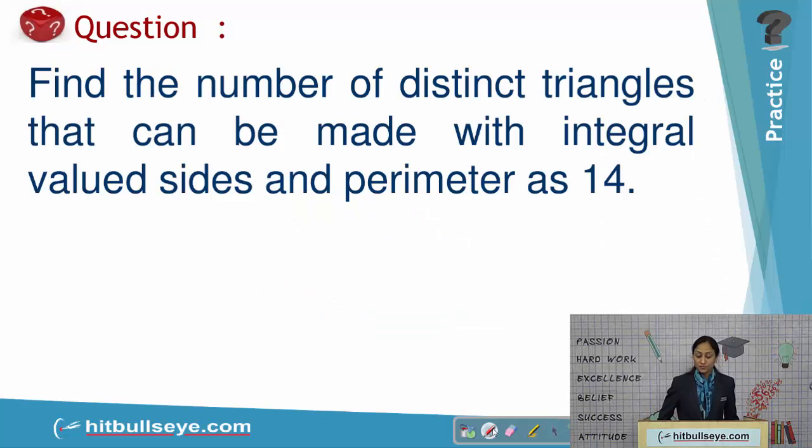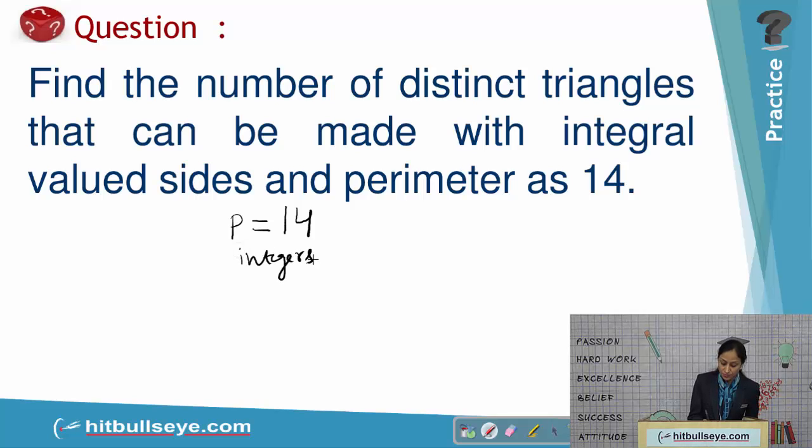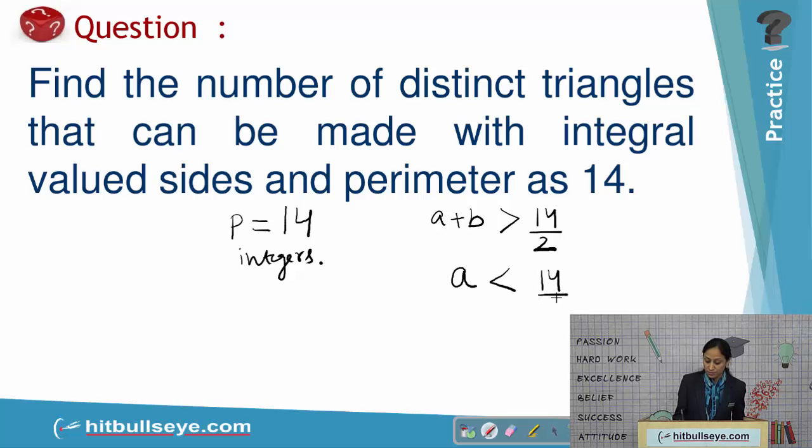Now in this question we have to find out how many triangles are possible having perimeter as 14 and the lengths of its sides are integers. Now in one of the previous slides we had discussed a property which said that sum of the lengths of two sides of a triangle is always greater than half its perimeter, which is 14 by 2 here, and each side is less than half the perimeter. That is, A plus B has to be greater than 7 and A has to be less than 7.